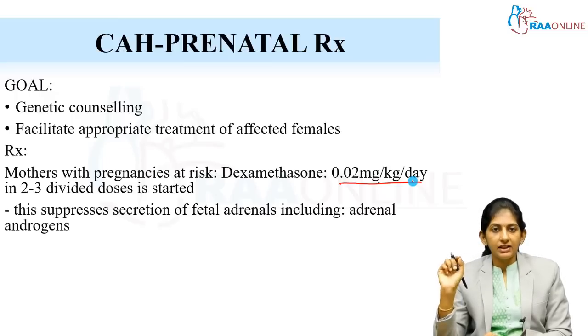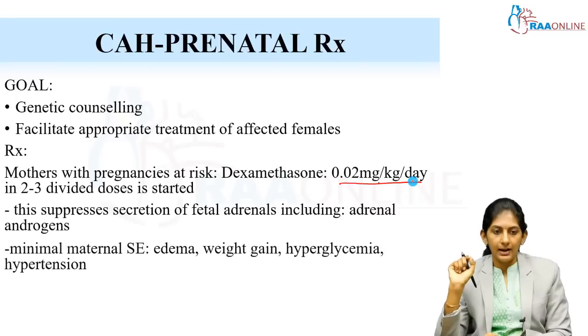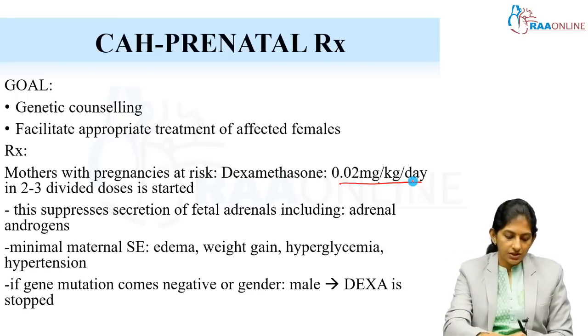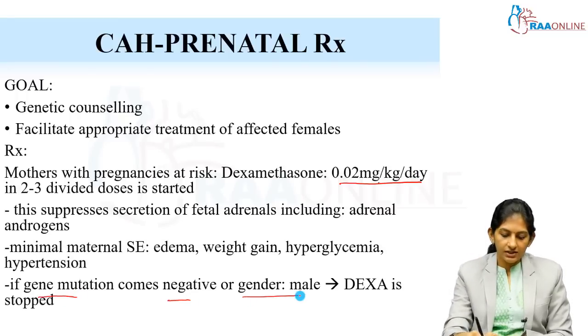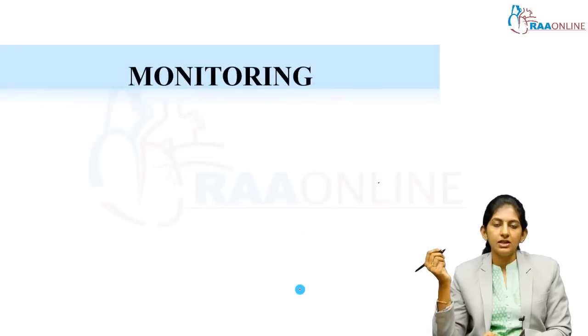Dexamethasone will suppress the secretion of the fetal adrenals, that is, adrenal androgens. The sex hormone secretion will be less, so virilization of the female fetus will not happen. If the gene mutation comes negative or the gender is male, dexamethasone can be stopped.